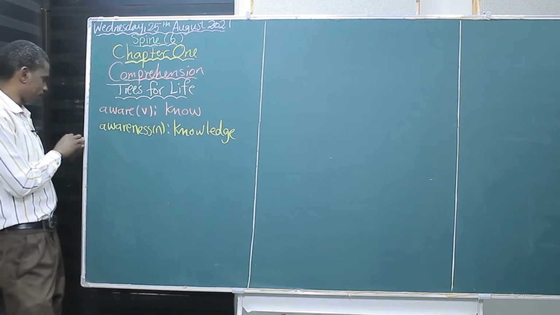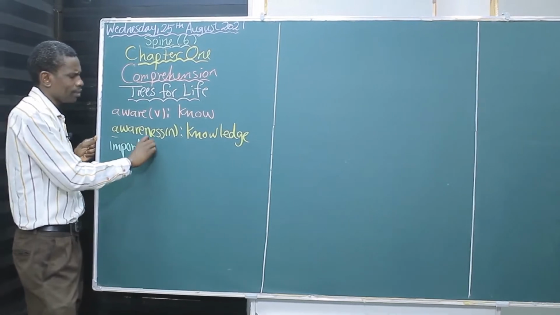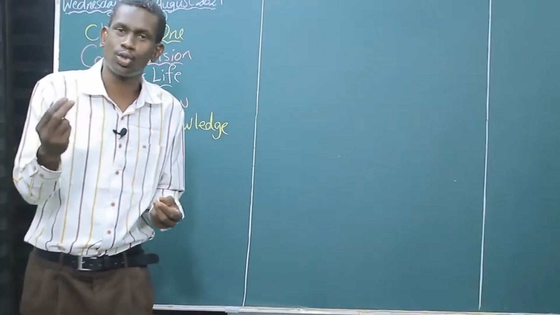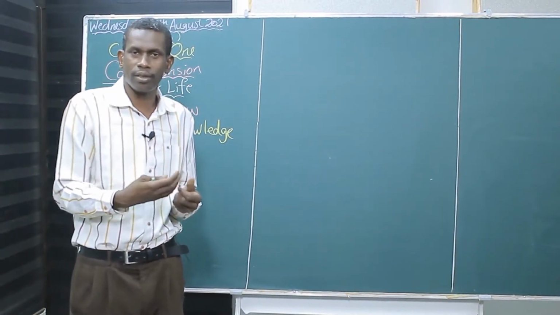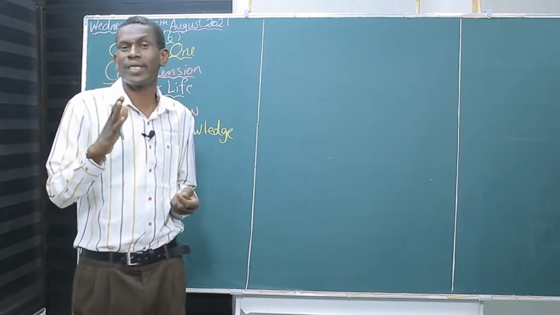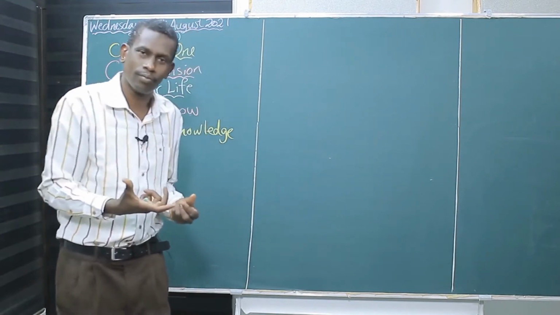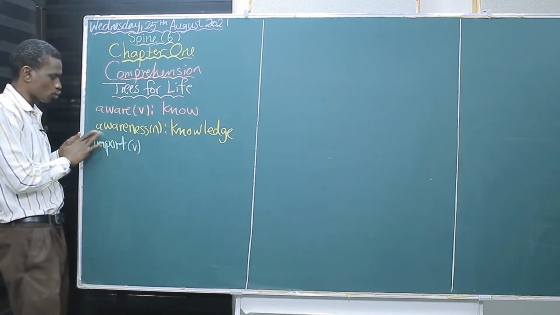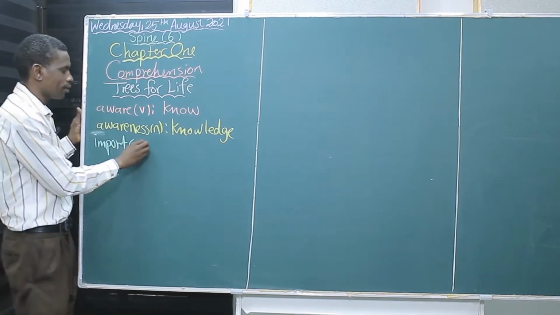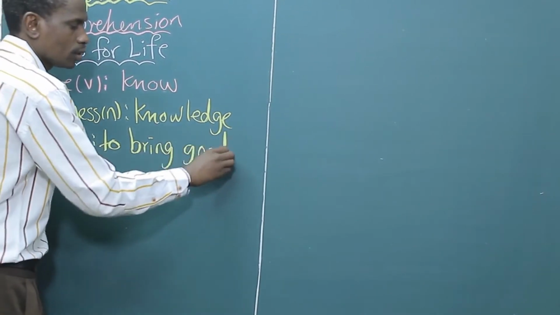We also have this word, import. It's important, but I always tend to do some kind of etymology, which is to trace where a word comes from. The word that I'm going to explain right now is important and importance. But I always tend to tell my students, where does a word come from? So important comes from the verb import. This is the origin of the word. To import means to bring goods inside.